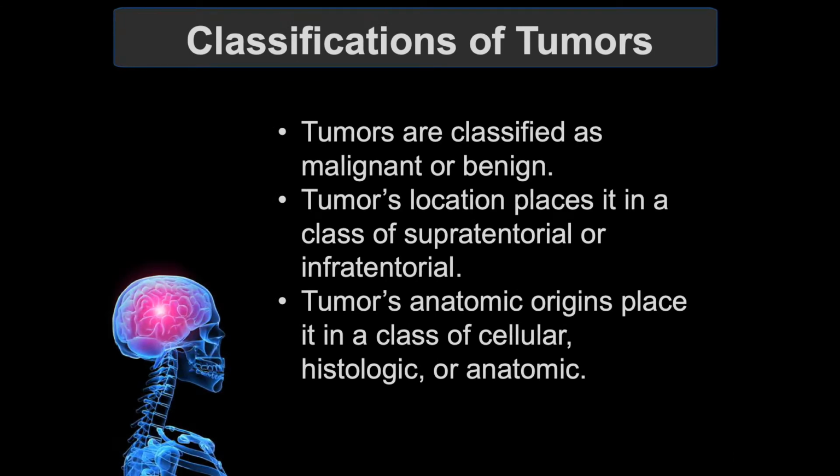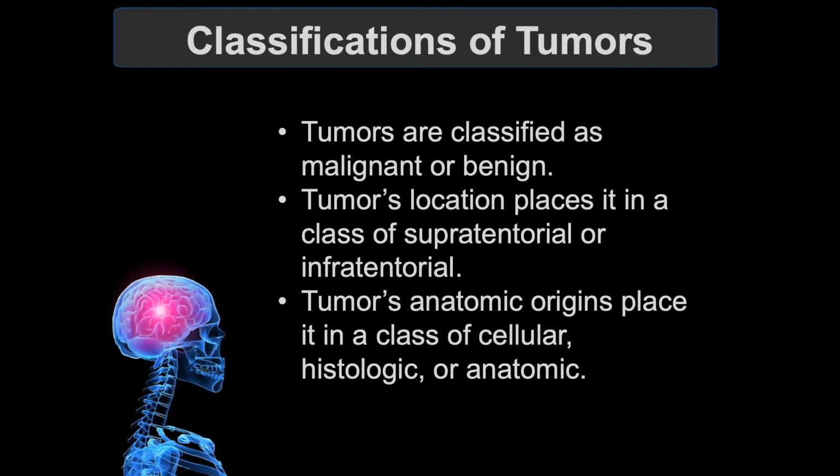The classifications of tumors go like this. Tumors are classified as malignant or benign. The tumor's location places it in a class of supratentorial or infratentorial. Supratentorial tumors are located in the cerebral hemispheres, whereas infratentorial tumors are in the areas of the brainstem structures and the cerebellum. The tumor's anatomic origins place it in a class of cellular, histologic, or anatomic terminology.